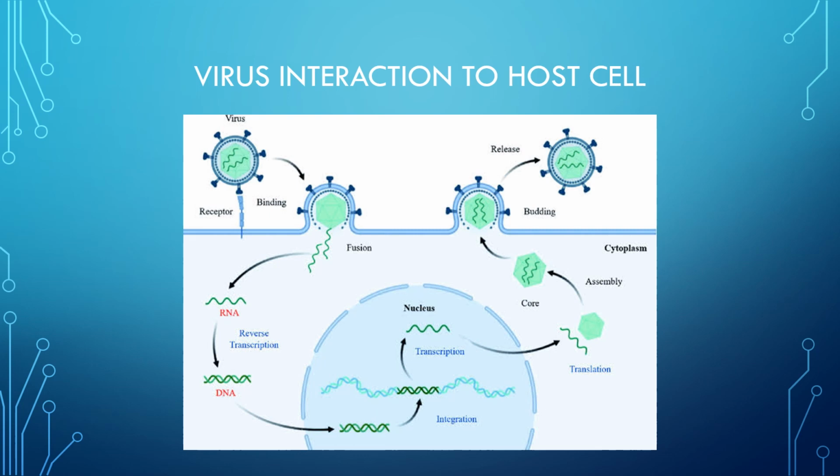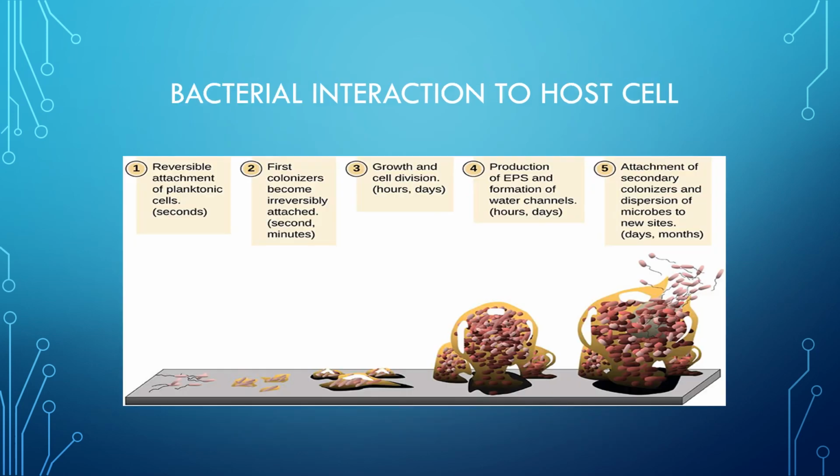This image shows how a virus interacts with the host cell, and this shows how bacteria interact with the host cell. First is reversible attachment of planktonic cells, then first colonizers become irreversibly attached, then growth and cell division. After that comes production of EPS and formation of water channels. The last step is attachment of secondary colonizers and dispersal of microbes to new sites.